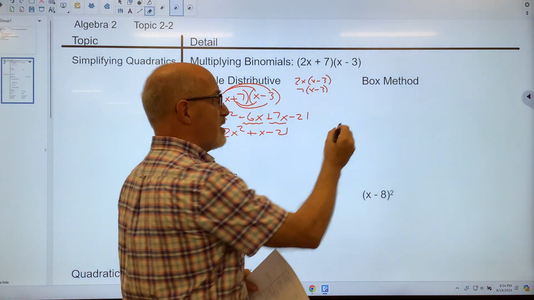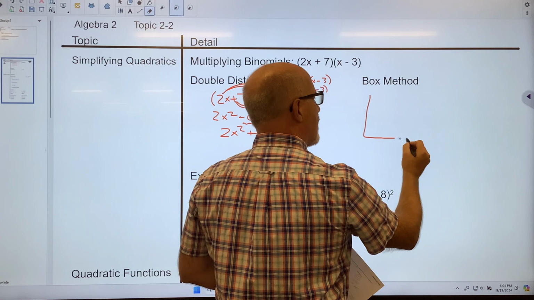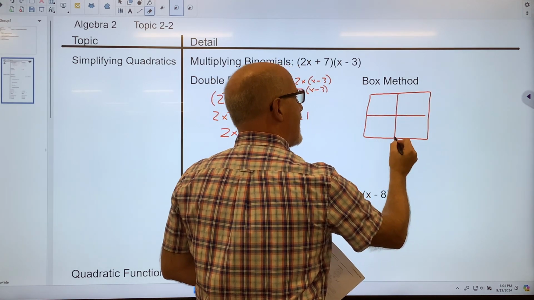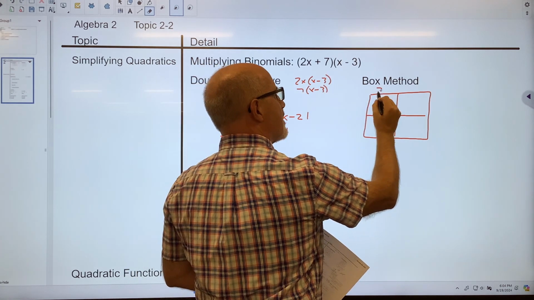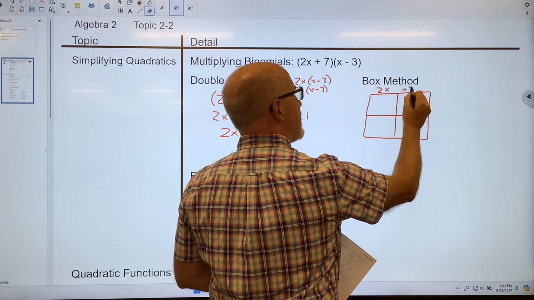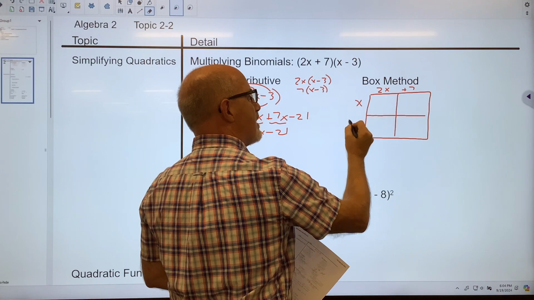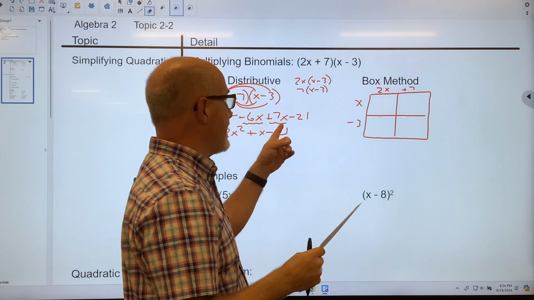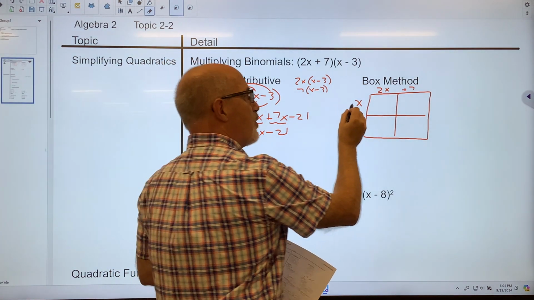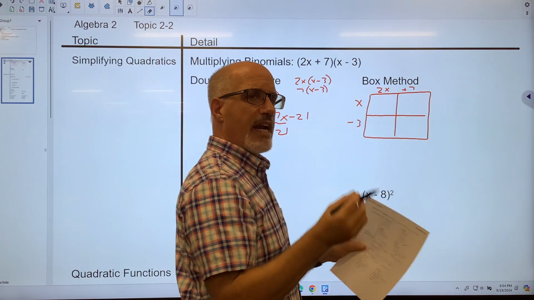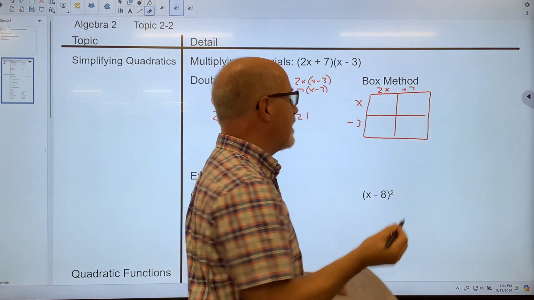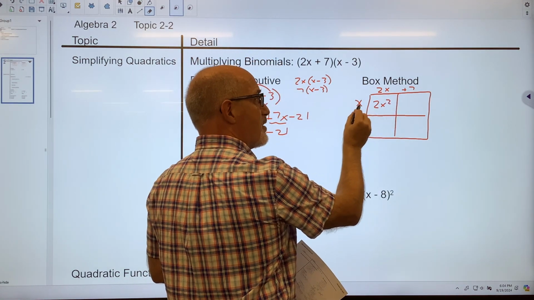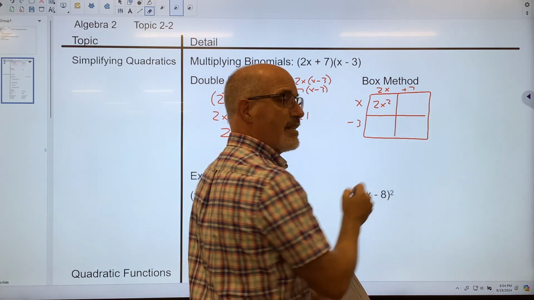So now there's another method that you might learn that might help you. It's an option to use. It's called the box method. And if you take each of these binomials and list them like 2x and then plus 7, and then the x and the minus 3 here, you can use this box to organize your work for getting these different terms. So if I multiply these two like I would do the area of a rectangle, I take this times this and I get 2x squared. And then I take this one times that one because that would be the sides of this rectangle.